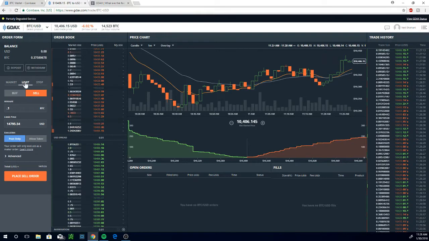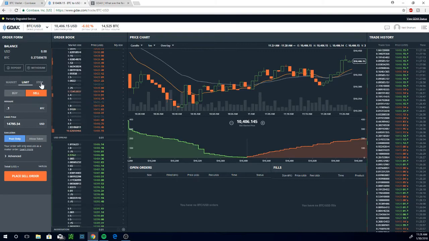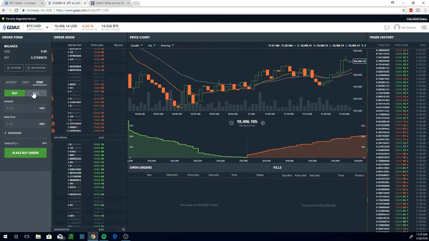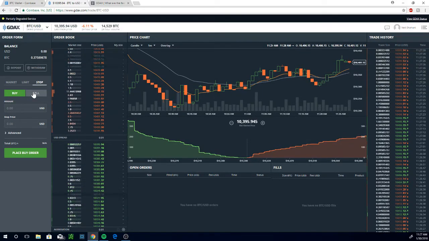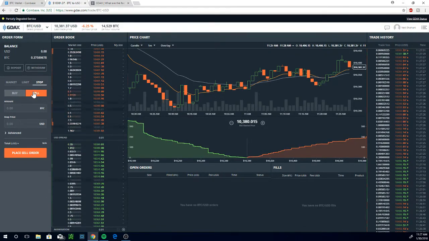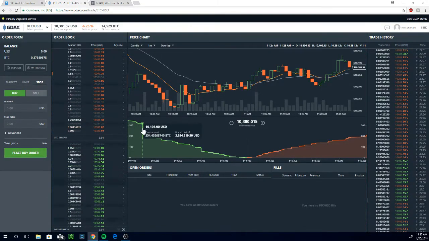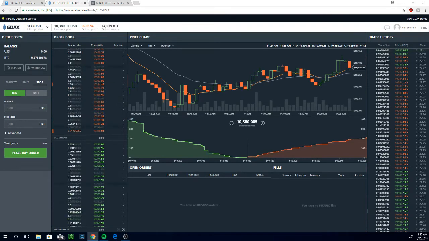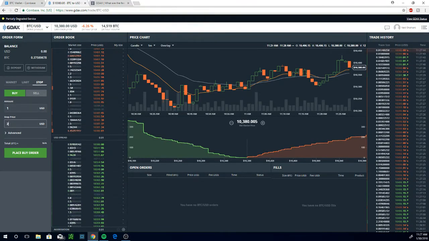Make sure that you set limit orders, so when you're buying, you're not actually paying a fee. On top of that, let's cover stop. I usually use stop only for selling, but you can use it for buying too. But let's just cover it for selling. For buying, what a stop means is you can get in once the price hits a certain price. So let's say Bitcoin hits 10,500, and I want to buy 1 Bitcoin once it hits 10,500. I'll place that in here.